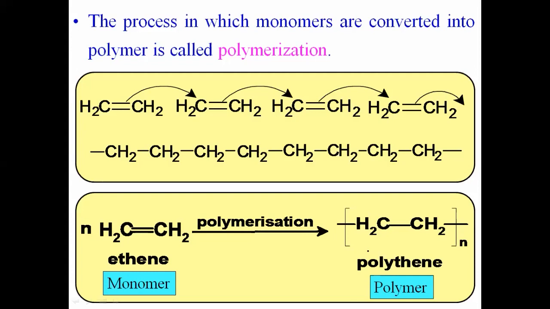Actually, a polymer is a compound of very large molecular weight, and it is always formed by linking a number of small units together. Those small units are called monomers, and that large molecule is called a polymer. The conversion of monomer into polymer is called polymerization. This is the polymerization process.